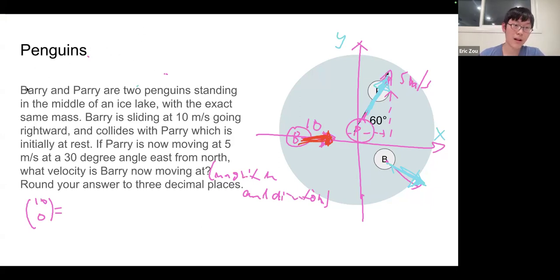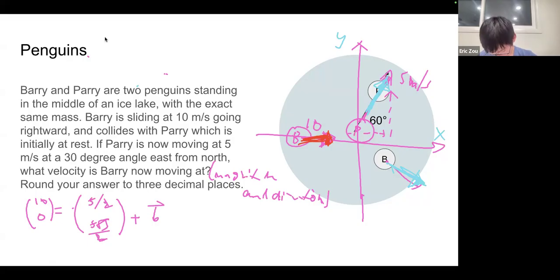Maybe you can send the answer while I'm doing it. We don't have much time left. So let's say this decomposes into 5 times cosine 60 degrees and 5 times sine 60 degrees. This is 5 over 2, and this is 5 root 3 over 2. And this plus some vector of Barry, which is vector b. So this shows that vector b, if you subtract it over, is 15 over 2 and 5 root 3 over 2.